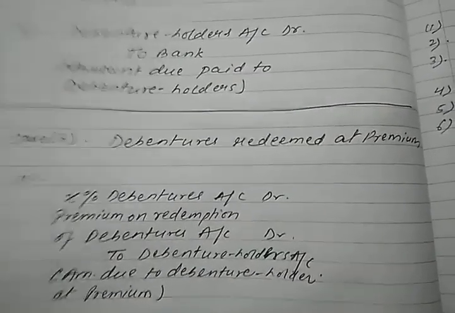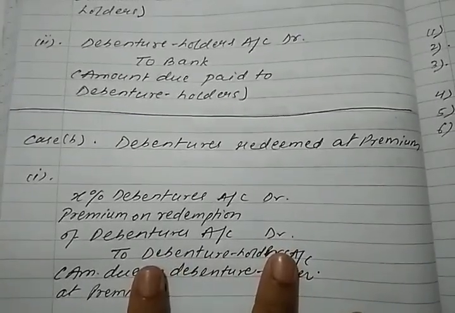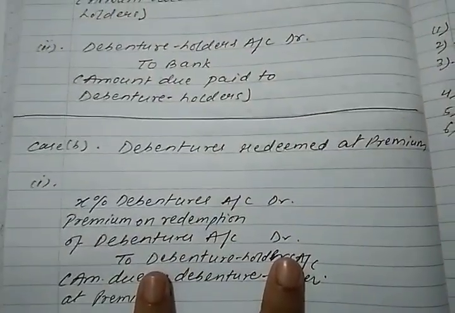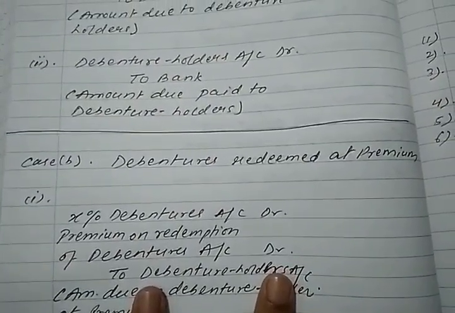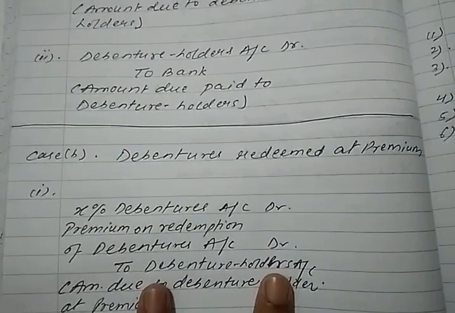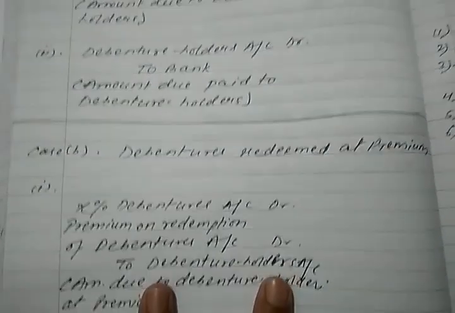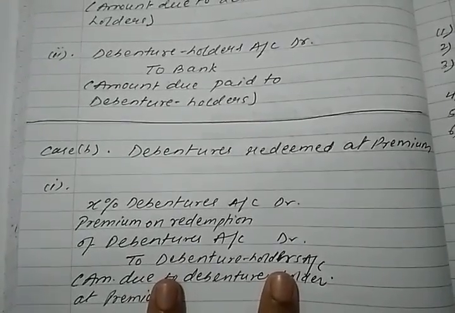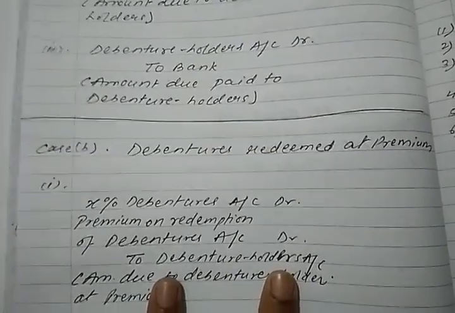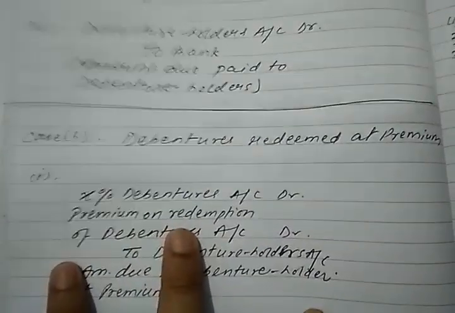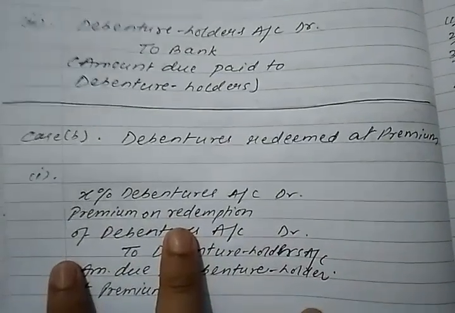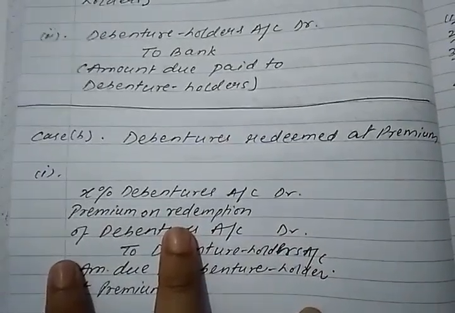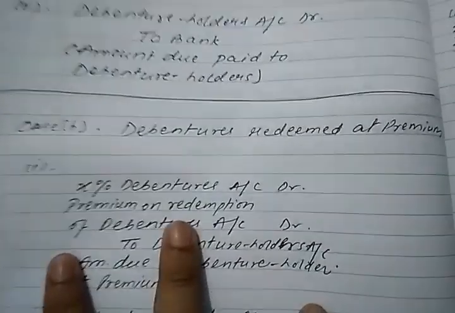Now we are going to discuss the second case, when debentures are redeemed at premium. Premium is the extra amount. We are making payment to the debenture holders and an additional payment is made. Additional payment indicating the premium amount. Premium itself means the additional amount, the extra amount.